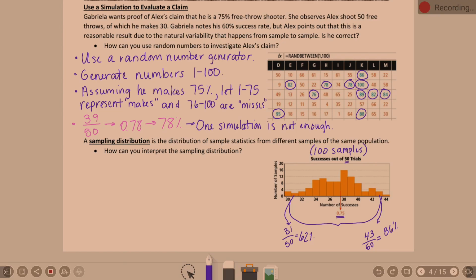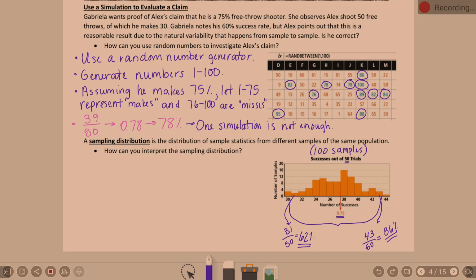So what's this data going to support? This data is saying, if we do this simulation 100 times, and we're looking at that middle 95% of the data, if he claims he's a 75% shooter, he should realistically fall in what range? 62% to 86%. In other words, if he is truly a 75% shooter, he should be expected to fall in that 62 to 86% range. Where did he physically shoot? 60%. So are we going to support Alex or Gabriella based on this data?